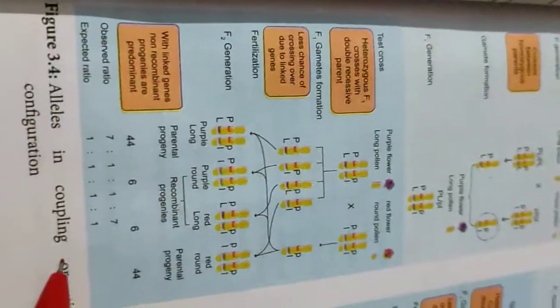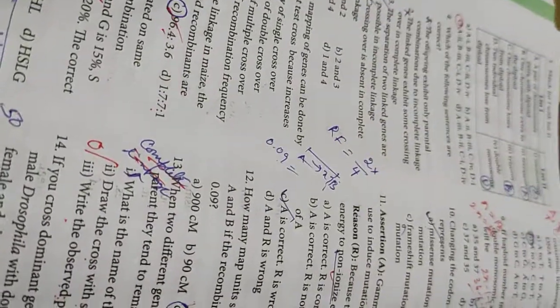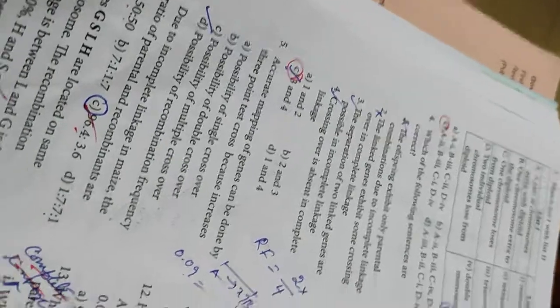This is the coupling or cis configuration. This page number is 53. This is the answer for this cis configuration, page number 53. Observe ratio, suitable cross and observe ratio. Page number 53. Now go to the next.